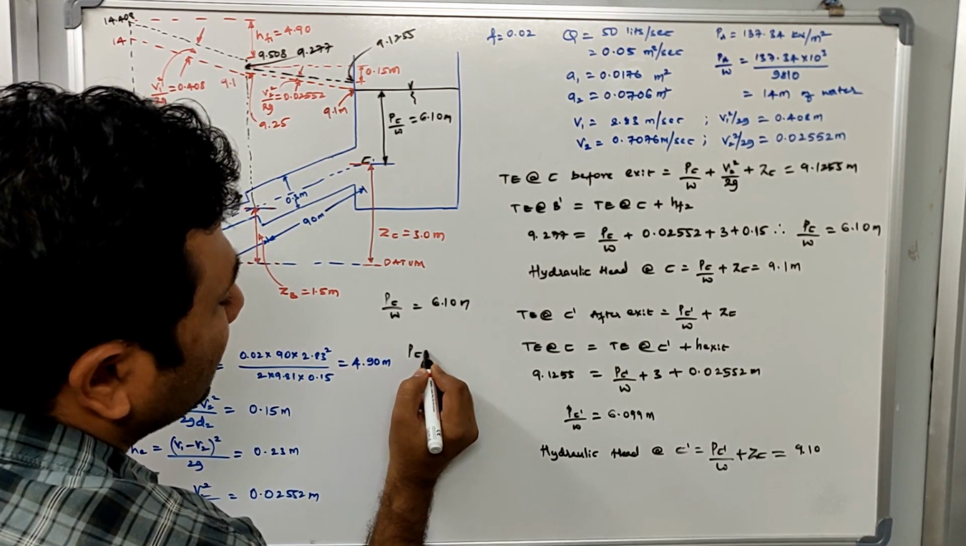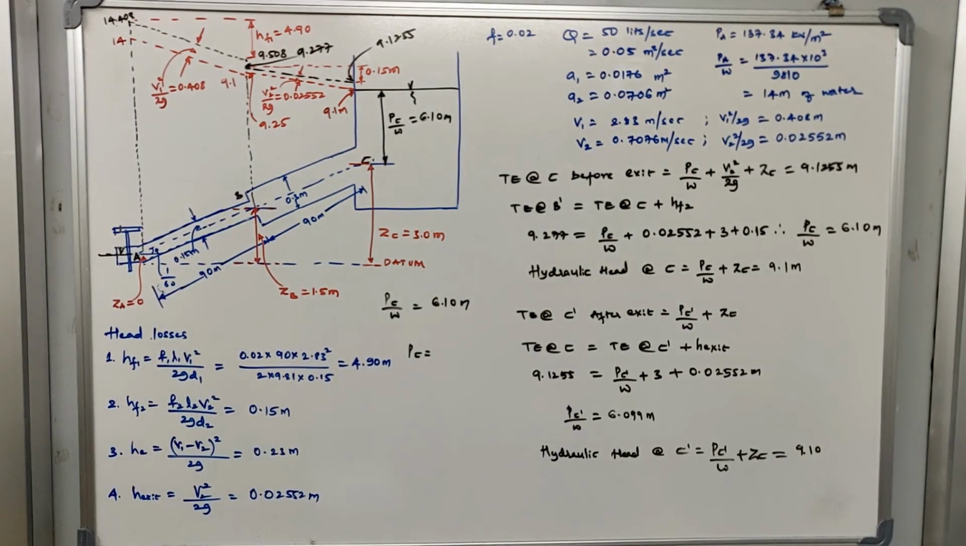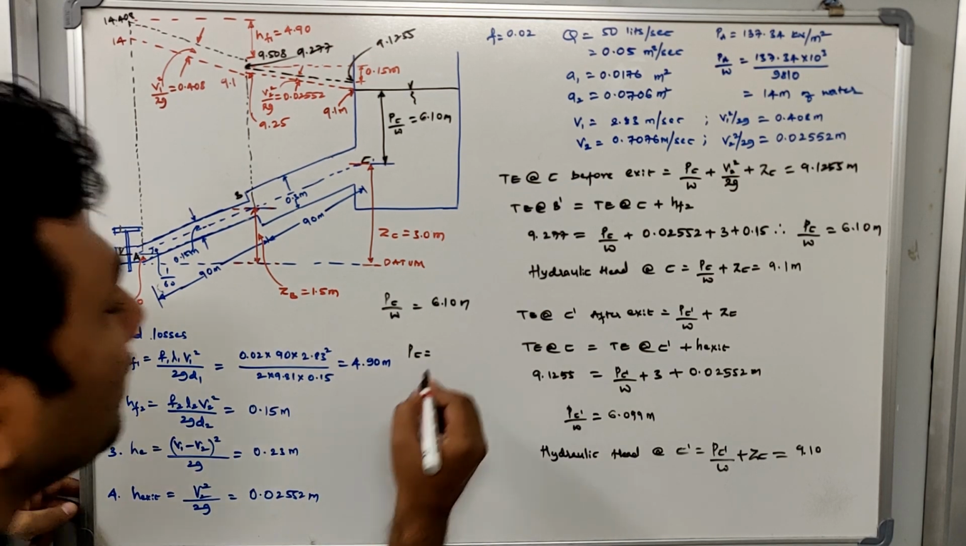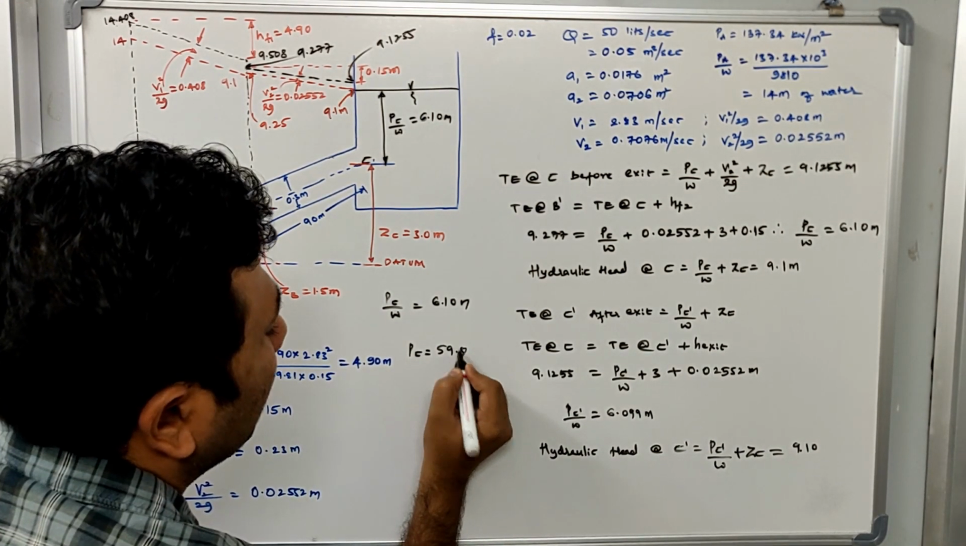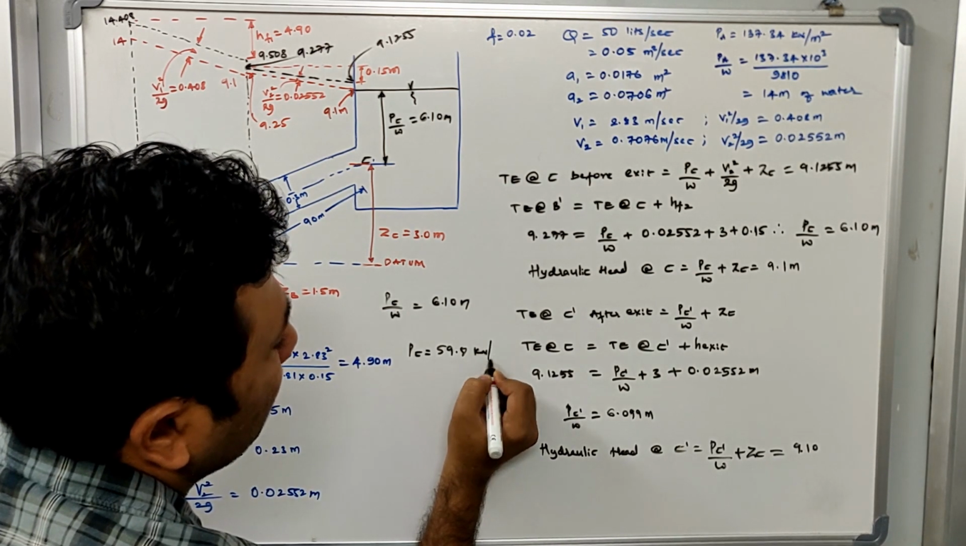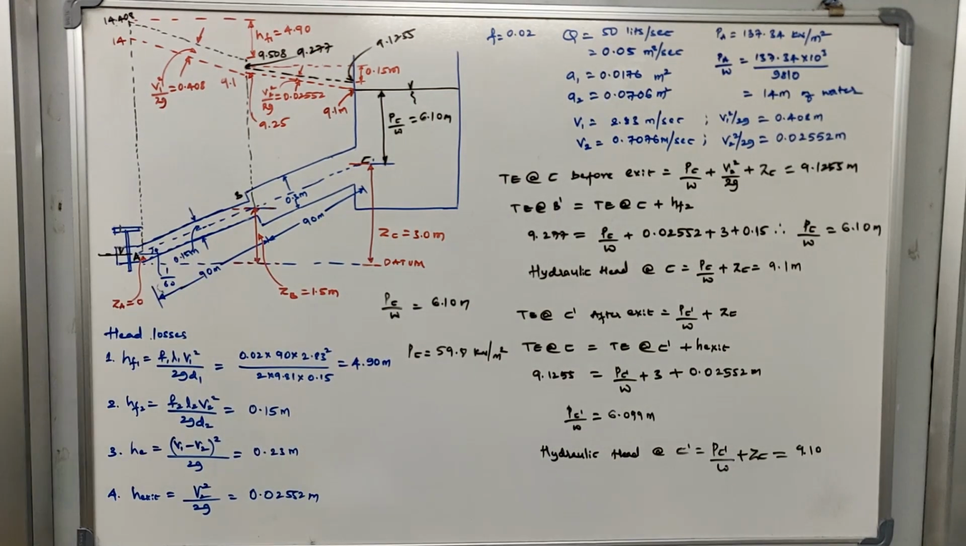Now we can calculate how much is PC. PC can be calculated by multiplying, so it will be 59.8 kilonewton per meter square. Okay. So this completes the solution of this given problem.